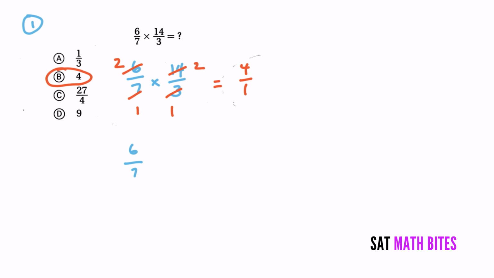If you decided not to reduce before you multiply, then 6 times 14 would give you 84. 7 times 3 would give you 21. Those are pretty big numbers. You'd have to reduce it anyway. So you divide both top and bottom by 21. So you would get 4 over 1, and the answer would still be B. But the top method is obviously much easier.